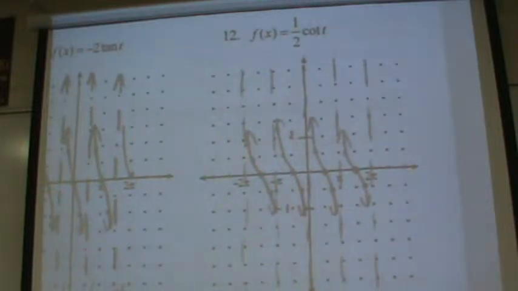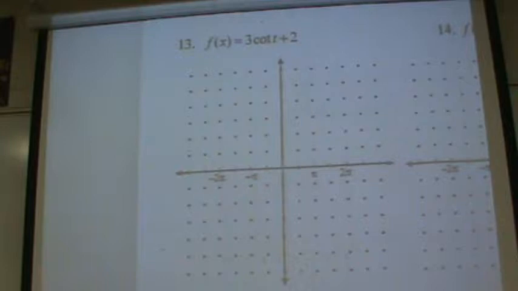Good? Ready for the next one? Number 13.